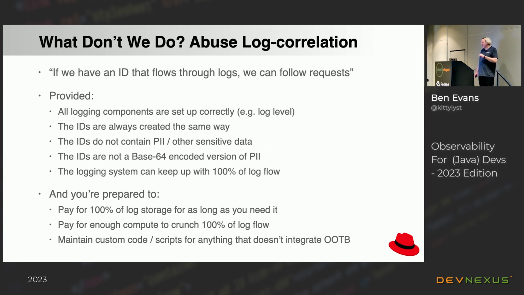Because it only works if all the log components are set up correctly, if the IDs are created the same way on each instance, if the IDs don't contain any PII. One memorable case I saw recently, the IDs were base64 encoded versions of PII. So as soon as you found that, you could just decode it, and oh dear, that was not good. And then, of course, the logging system needs to be able to keep 100% of the flow. It's also very expensive, and you end up maintaining a lot of custom code to deal with this rather than having tracing out of the box. So the takeaway here is use a proper tracing solution. Don't build one on top of logs.